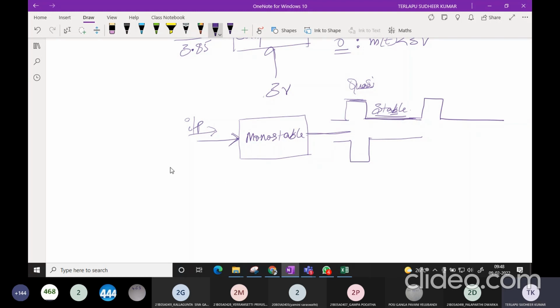Now I'm saying triggering. What does triggering mean? Maybe I can give active high, say +5 volts. Then it will generate one pulse. That's all. Again, if you apply +5 volts, it will generate another pulse. Assume my input signal is not DC, not 5 volts, 5 volts, 5 volts, but something like this.